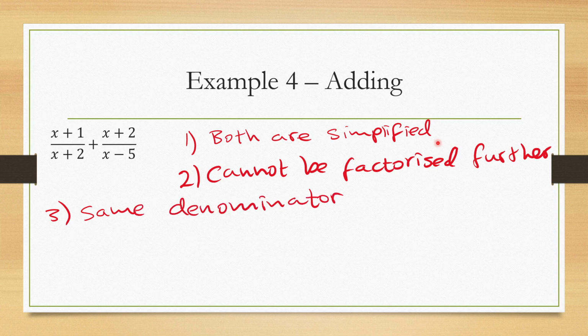Now we need to make it the same denominator. As you can see, the denominators cannot be factorized, so there are no factors. Therefore, it must be the lowest common multiple. The lowest common multiple is just both of them multiplied together, because there's no actual multiplication table for x plus 2 and x minus 5. The only thing you can do is multiply both of them together. That will give you the lowest common multiple for this.